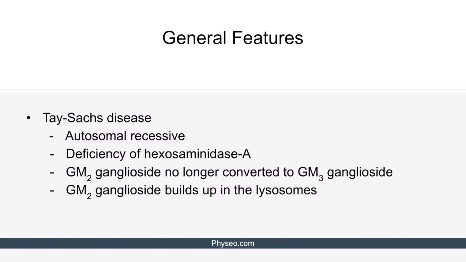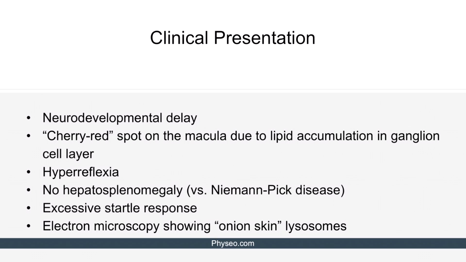Tay-Sachs disease is an autosomal recessive condition caused by a deficiency of hexosaminidase-A. In this condition, GM2 ganglioside can no longer be converted to GM3 ganglioside, so GM2 ganglioside builds up in the lysosomes. The clinical presentation is characterized by neurodevelopmental delay.